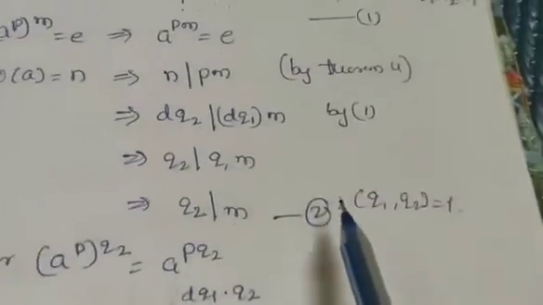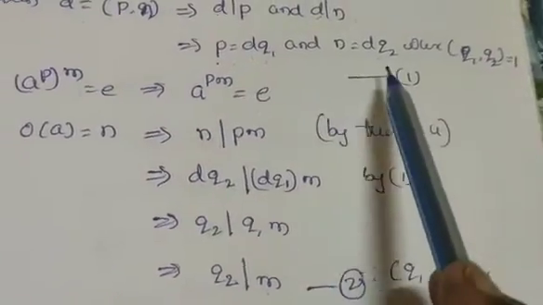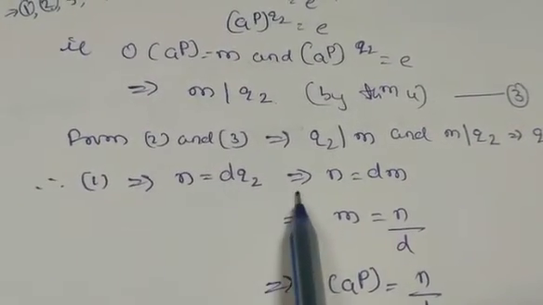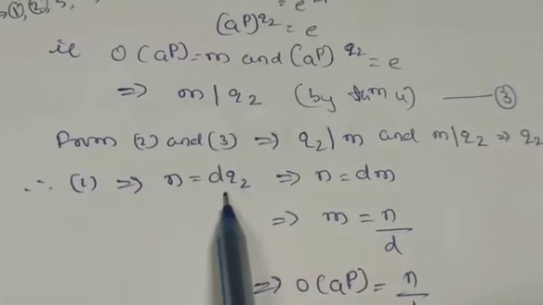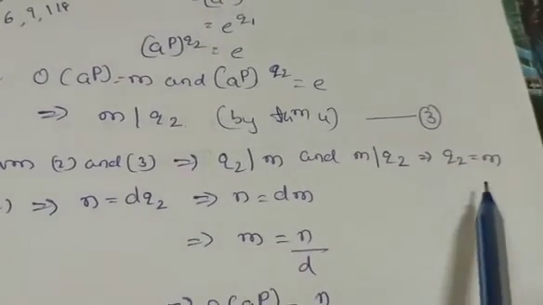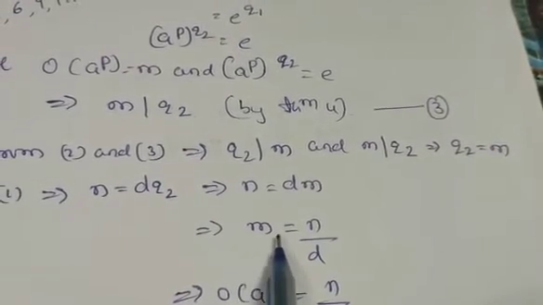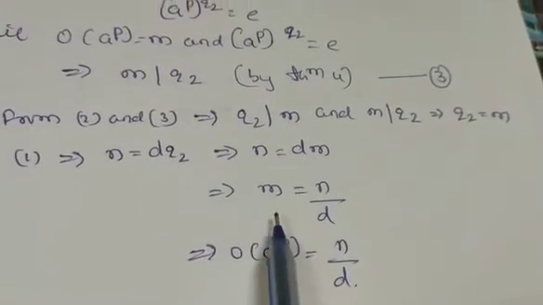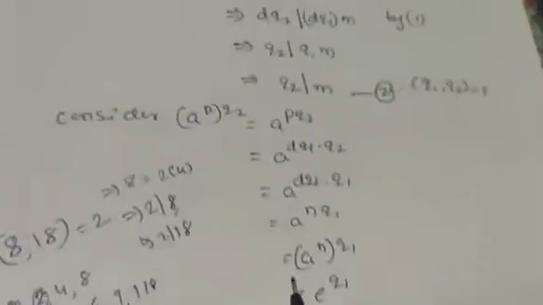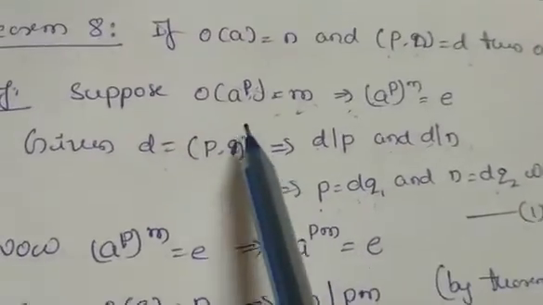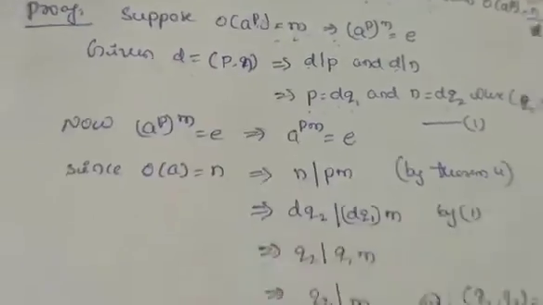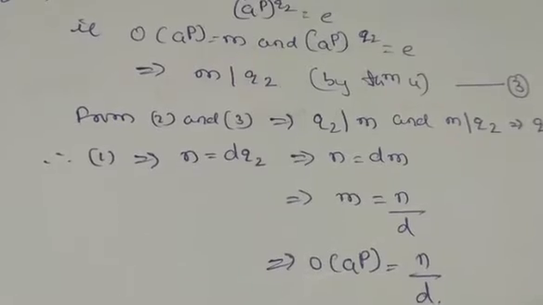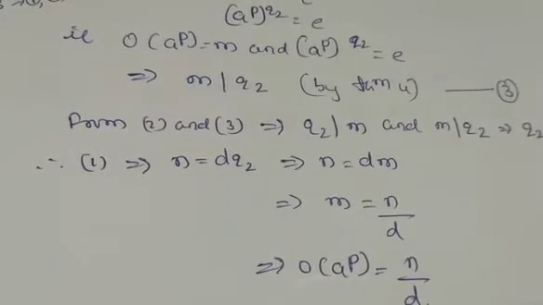And now equation 1 implies, in equation 1 what we have here, n is equal to dq2 and p is equal to dq1. So n is equal to dq2. q2 is nothing but m. So this implies m is equal to n divided by d. We have taken m as the order of a to the power of p. So this implies the order of a to the power of p is equal to n divided by d. This is the proof of this theorem.